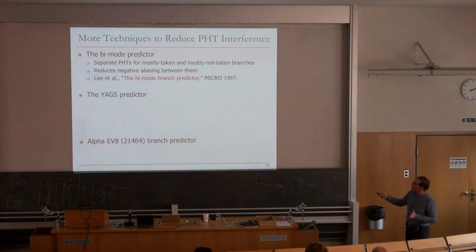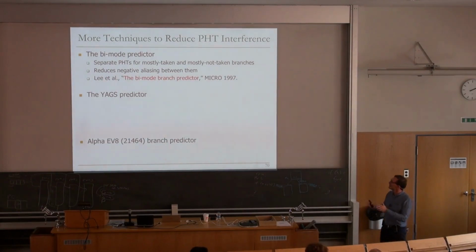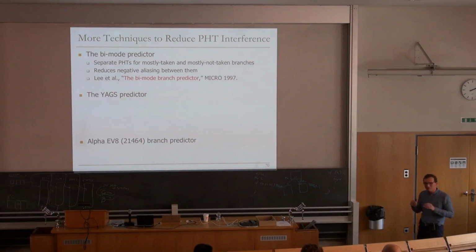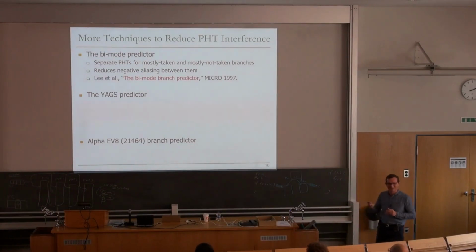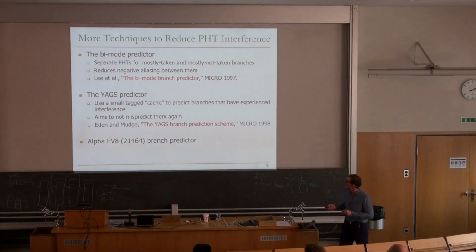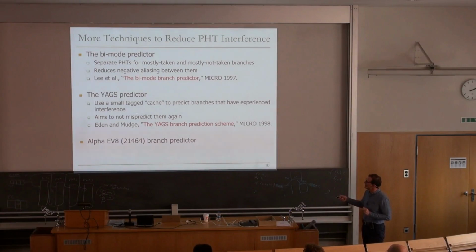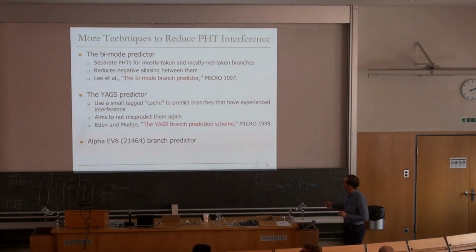Basically, you separate the pattern history tables for mostly taken and mostly not taken branches. And it's kind of a similar idea, right? You reduce the negative aliasing. If some branches are mostly taken, handle them here. If some branches are mostly not taken, handle them here. That reduces the negative interference a lot. There are similarities with the agree predictor here. Yet Another Global Scheme predictor, the YAGS predictor. And you can see how many predictors people have gone through over time. This basically uses a small tag cache to predict branches that have experienced interference. Basically, if you figure out that you mispredicted a branch because of interference, you try to not mispredict it again. Kind of like a victim cache at some level, right? Okay, you can read that paper if you're interested.